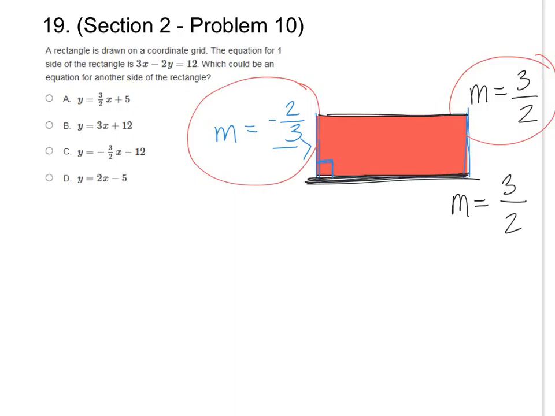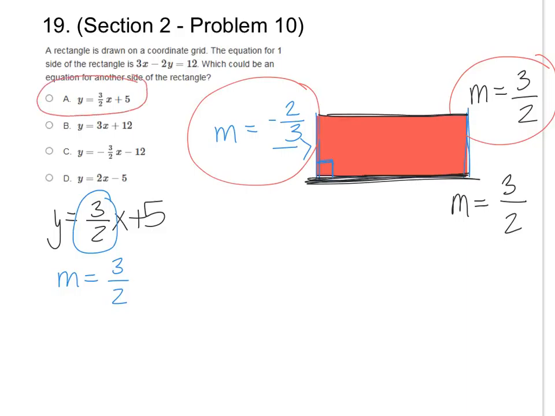So if I look at our first equation, which is y equals 3/2 x plus 5, this is already in slope-intercept form. I've got my slope right here, which is 3/2. Is that one of the possible slopes? Yes, it is. This line would be parallel to the given line because they both have the same slope. So A is a possibility.